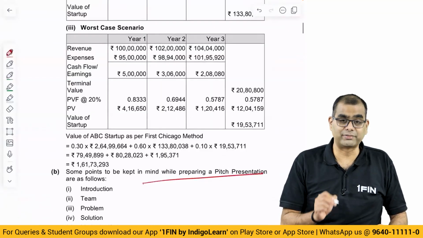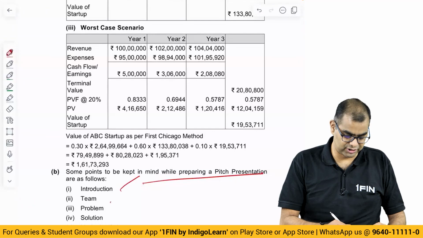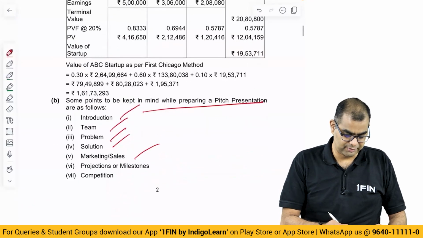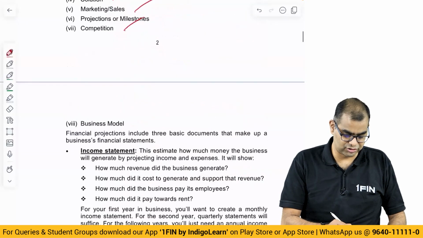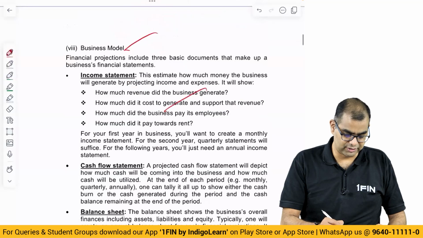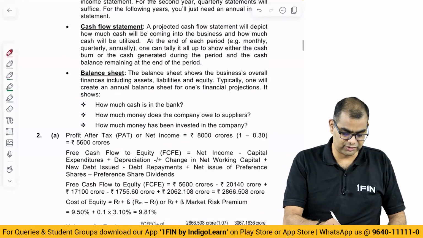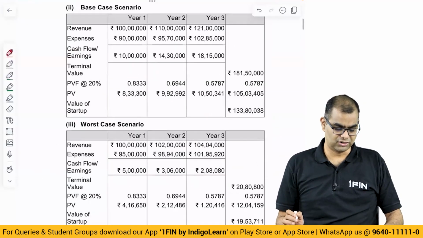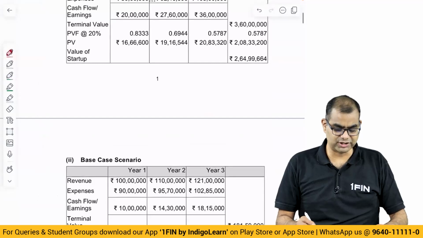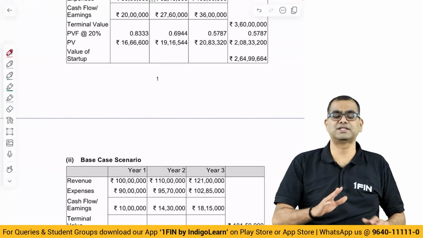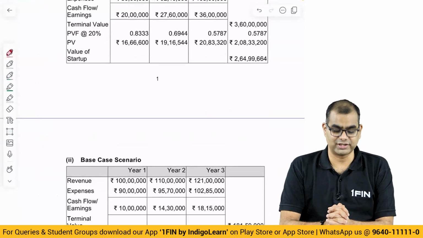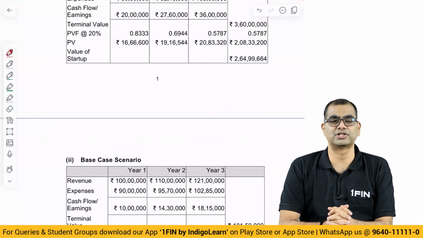What are the points to be kept in mind while preparing a pitch presentation? Introduction, team, problem, solution, marketing, competition, milestone, business model, and in financial projections, you have to give all these aspects. Okay, I don't want to get into too much detail because all of this has already been covered. You can go through P600 plus and T380 plus and you can find all the answers. I've given you very clearly where each question has been picked up from.